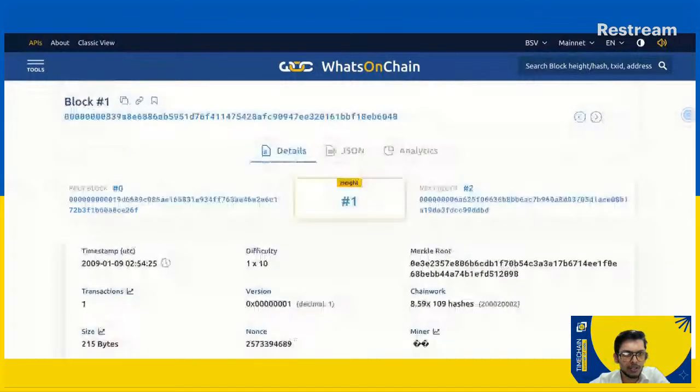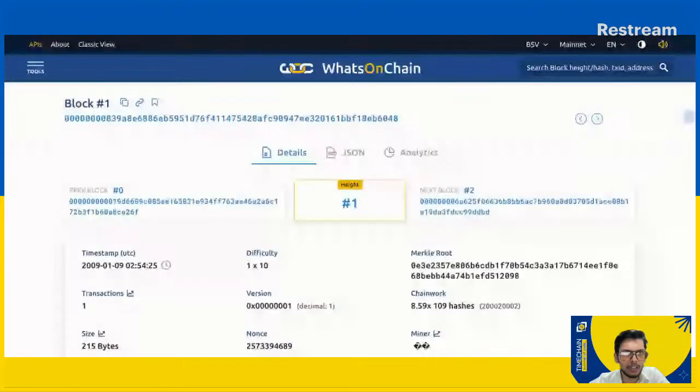Just a second, guys. I have to show you another block as well.